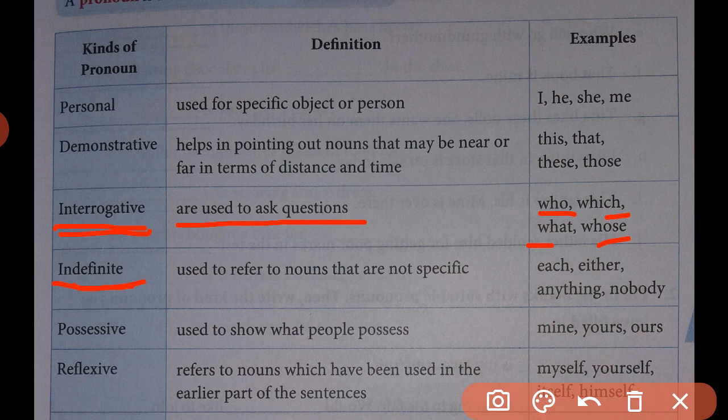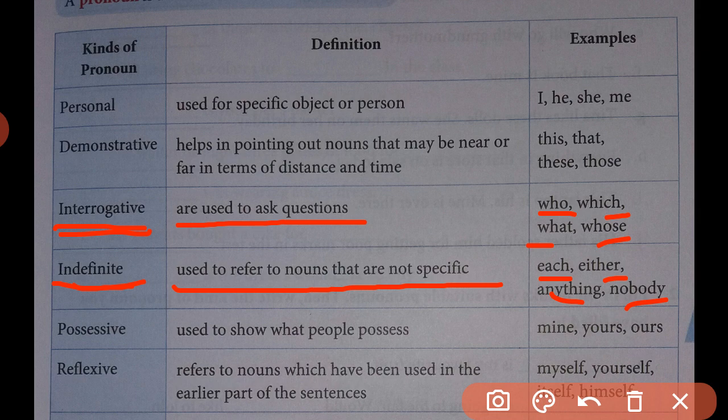These indefinite pronouns are used to refer to nouns that are not specific. In other words, indefinite pronouns stand for some nouns implied or understood. They are not specifically mentioned, but they are to be understood or implied in the sentence, then those words become indefinite pronouns. For example, what are the indefinite pronouns? They are each, either, anything, anybody. All those indefinite words stand as indefinite pronouns.